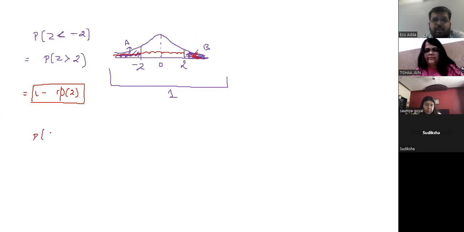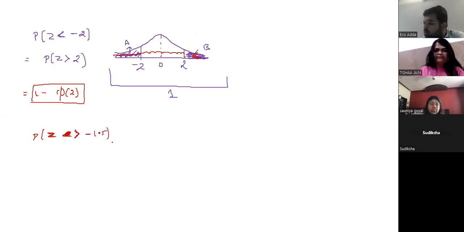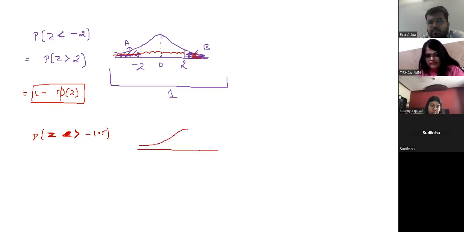Let's say we need to find probability z is more than minus 1.5. Now how can we do that? In this case, this is the graph. We all know that this is equal to 0, this is equal to minus 1.5, and we need more area. More area means this area.